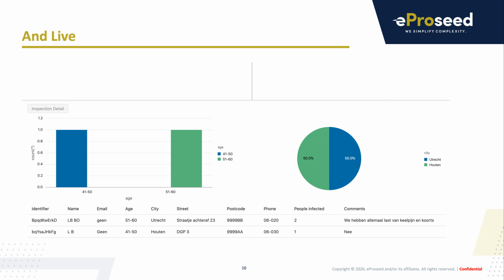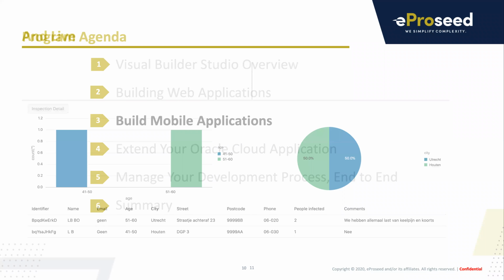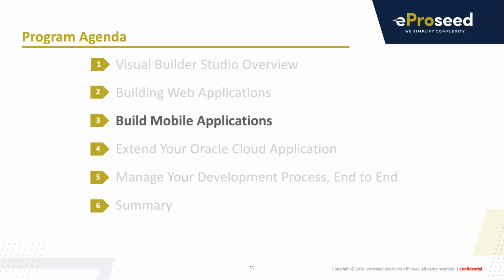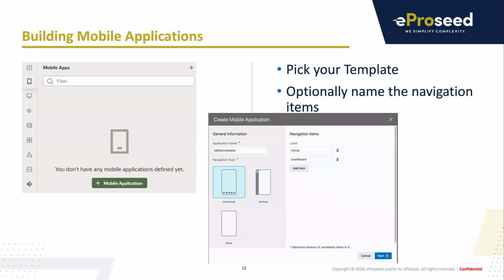So this is very, very short how you can work with Visual Builder Studio, with Visual Builder, to create applications. Now you can also build mobile applications with Visual Builder. Again, this will start completely declarative with picking a template for a mobile application.